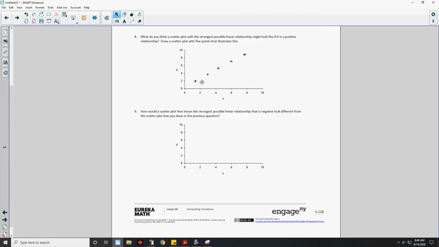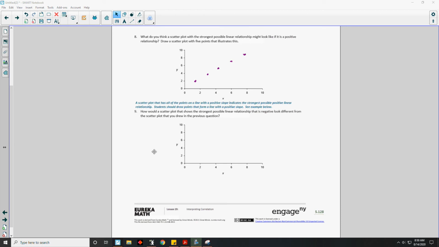So what that would mean is the slope or the rate of change would be equal between each point. So if I went up 1 over 2, it'd be up 1 over 2, up 1 over 2, up 1 over 2, and so on. Okay, so that's what it would look like if it was the strongest possible positive relationship. Number 9, how would a scatter plot that shows the strongest possible linear relationship that is negative look different from the scatter plot that you drew in the previous question?